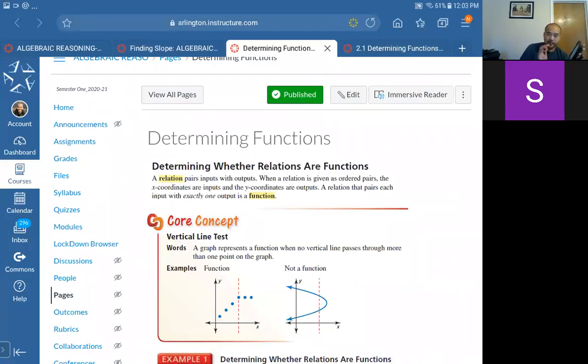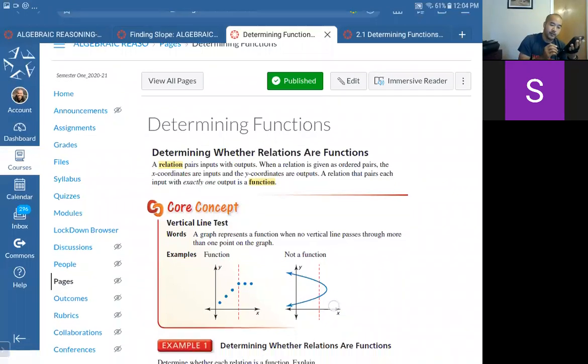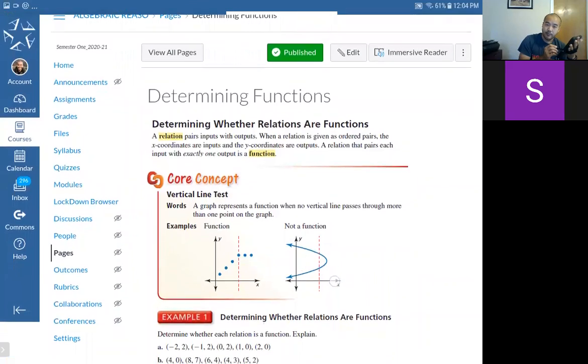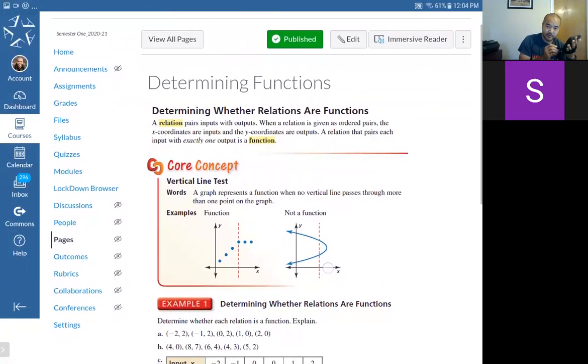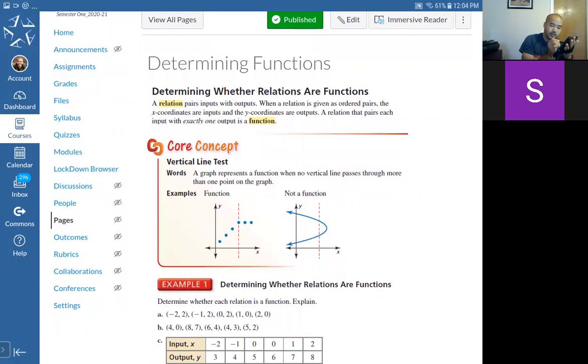All right, so easiest way to determine if something is a function is the vertical line test. So that's going to be the thing I'm going to go to. If you don't have a graph and you have a table, you can still use the vertical line test. You just need to draw it out. But if you don't want to do that, here's what you need to remember. A relation that pairs each input with exactly one output. That's a function.